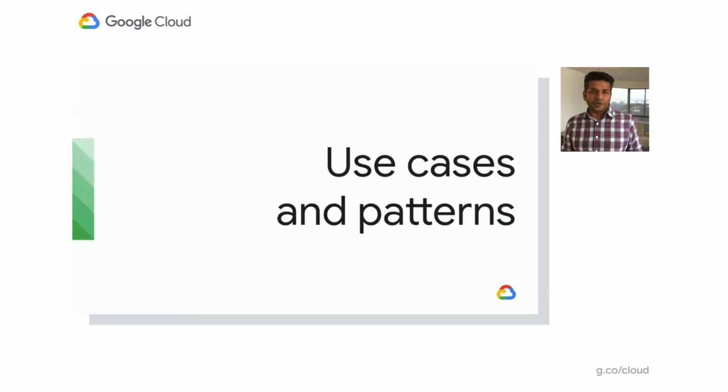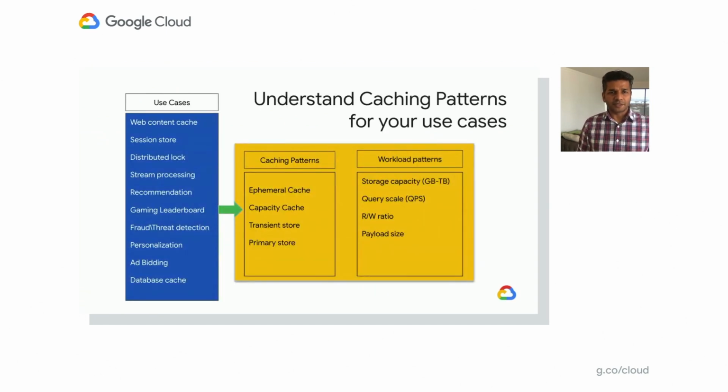Okay, so we touched upon a few things. We touched upon why caching is important. We touched upon some of the benefits of using Redis, and we talked about Memorystore. But the key thing that I want to talk about for the remaining time that we have in this presentation is about the use cases and patterns, and based on that, what are the best practices that you should follow when you are deploying Memorystore? So let's take a look at the use cases and patterns.